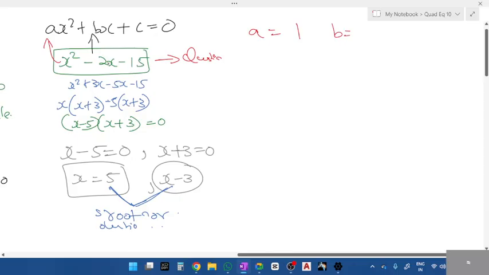B is equal to what? Ignore this x. Ignore x and x. Take this. Okay, what is c? Minus 15. With this one equation, I'll show you both the methods.